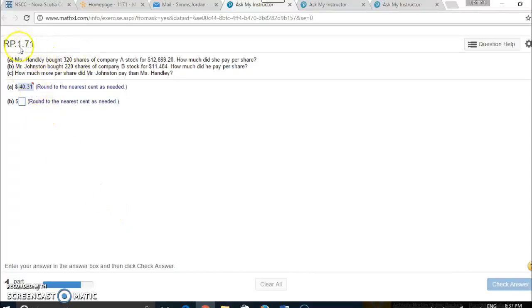The first one here, 1.71. What we have to do with these is figure out the unit rate, right? So it wants to know how much did she pay per share? How much did he pay per share? And then basically part C here, you just subtract them. So 320 shares for 12,899.